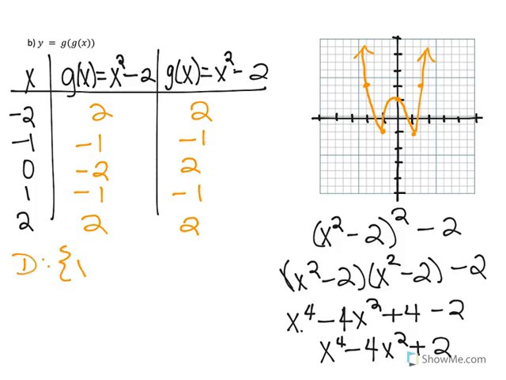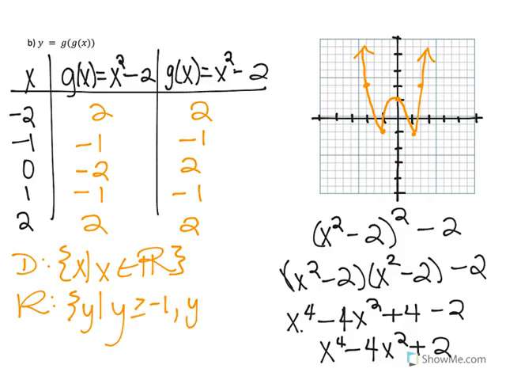So our domain for this function is x is an element of the real numbers, and our range is y has to be greater than or equal to those lowest points. Those are kind of like our intercepts, and they're negative 1. All right, and that's how we would graph that. Good work.